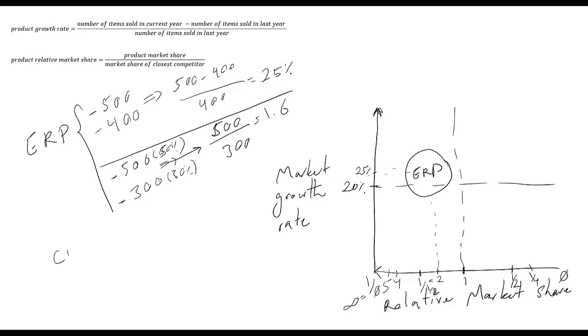Consider another product, which is customer relationship management. Consider we sold 400 this year. Last year we sold 500. So it will be 400 deducted by 500, divided by 500, which will be minus 25%. If this is 20%, for instance, this will be 0, and this will be minus 25.